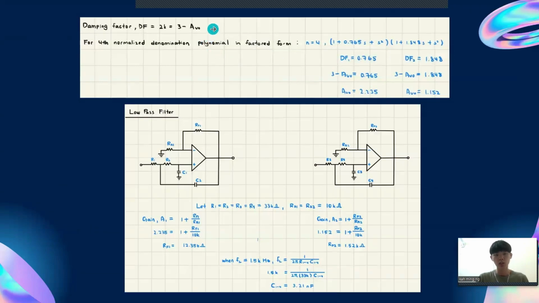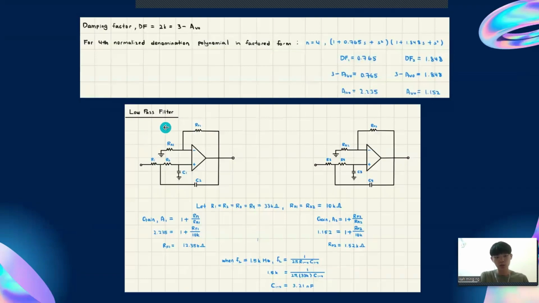To get the gain of both filters, low pass filter and high pass filter, we use the formula here, and when you substitute the value of the damping factor into the formula, you will get the gain values for both filters, which are 2.235 and 1.152.